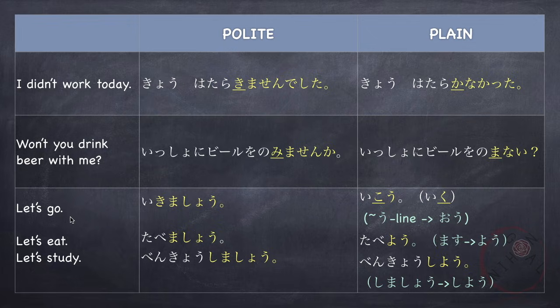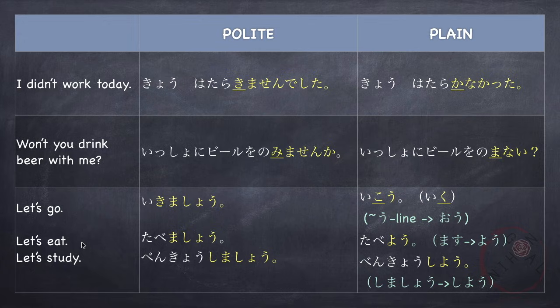Next is inviting someone to do something. For example, let's go. 行きましょう. It becomes 行こう. So, using the dictionary form, we change the う line to お line and then added う at the end. So, here, 行く became 行こう. So, く became こう and then we added う 行こう. So, this is for group 1 verbs.